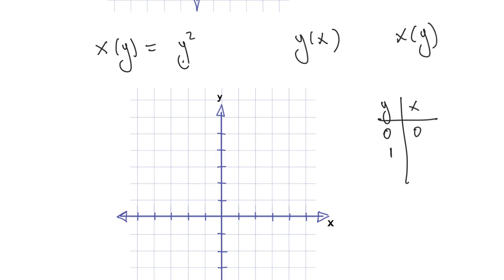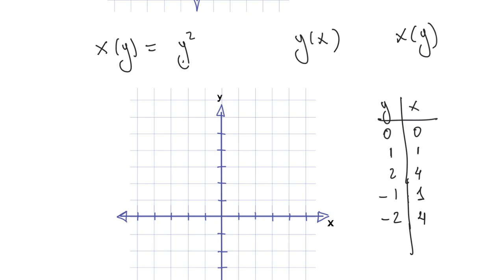What happens if y is 1? If y is 1, the x is 1 squared, so it's 1. What happens if y is 2? If y is 2, the x is 2 squared, which is 4. What happens if y is minus 1? If y is minus 1, the x is 1. And if y is minus 2, the x is minus 2 squared, which is 4.